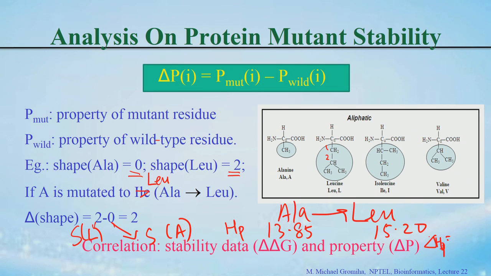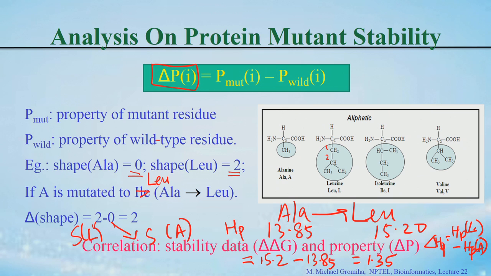This is equal to Hp of leucine minus Hp of alanine. You will get this value. What is leucine? 15.2 minus 13.85, this is equal to 1.35. So, for any property you can calculate the delta p if you know the mutated residue and the wild type residue.